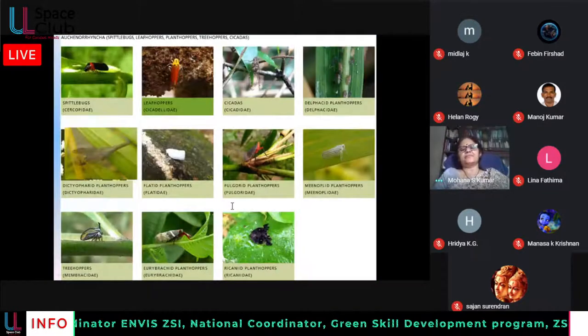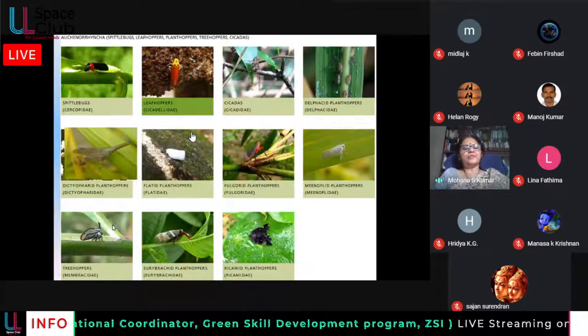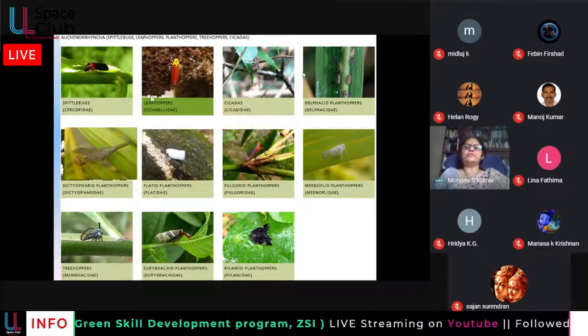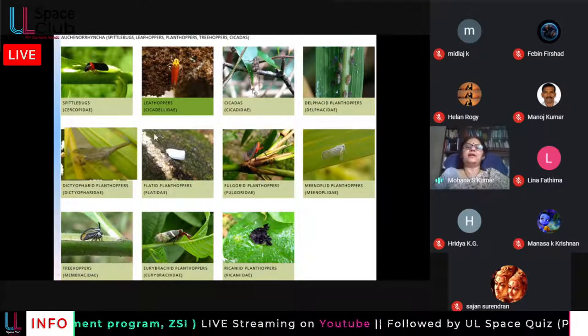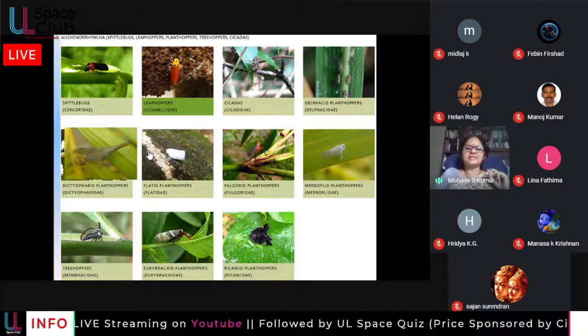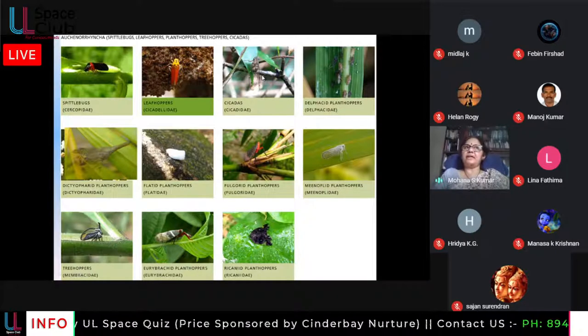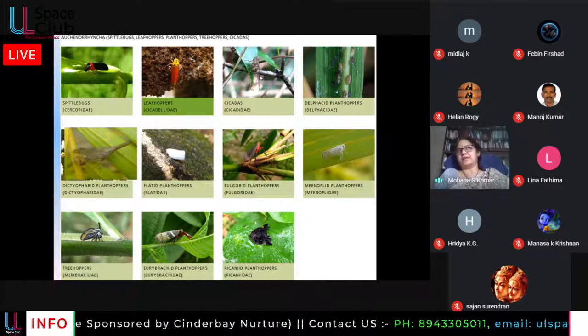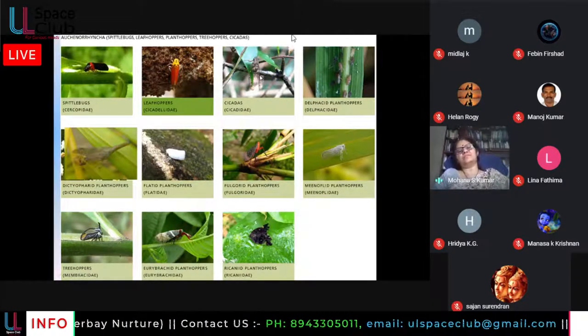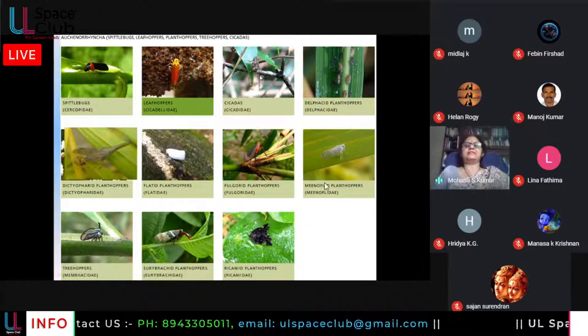Here it is. I'm sure you are all familiar with, you would have seen them at least, the cicada, that which makes a shrilling sound. Actually, our Silent Valley got its name thinking that there are no cicadas, but it was not true. We do have cicadas in Silent Valley also.